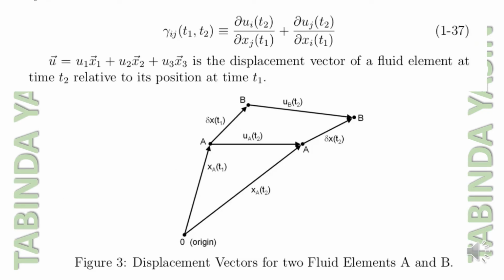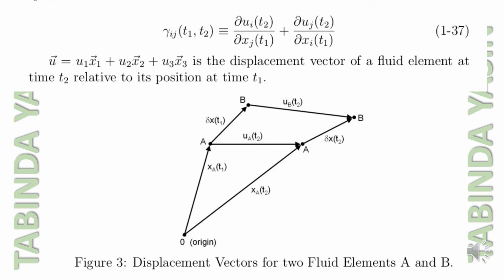So we write gamma ij (t1, t2) equivalent to partial u_i(t2) divided by partial x_j(t1) plus partial u_j(t2) over partial x_i(t1), that is equation number 37, where the u vector, equal to u1(x1), u2(x2), u3(x3), is the displacement vector of the fluid element at time t2 relative to its position at time t1.